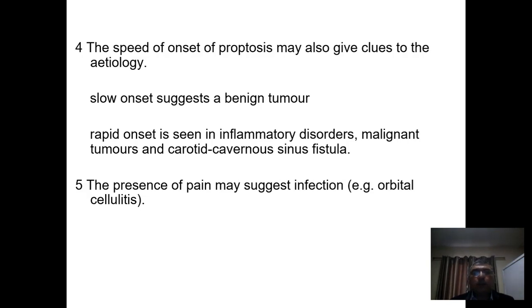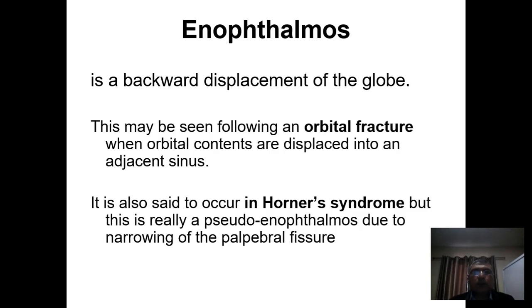The speed and onset of proptosis may give us a clue to the etiology. Slowly progressing proptosis may be seen in benign tumors. Rapid onset with inflammatory signs may be seen in orbital cellulitis. Malignant tumors may have a rapid deterioration and rapid development of proptosis. Carotid cavernous fistula causes proptosis with engorgement of the vessels on the surface of the conjunctiva. The presence of pain may suggest infection, as in orbital cellulitis.